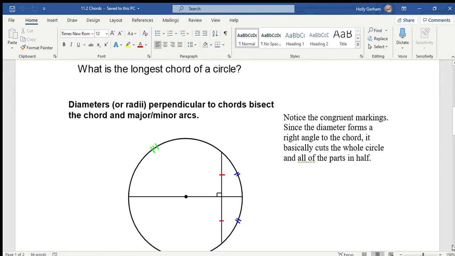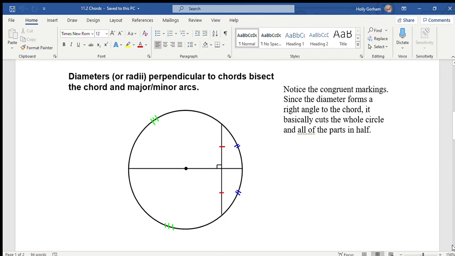Now, let's talk about what happens when you do have the diameter and it's actually perpendicular to something. So let's say that you have a diameter or a radius that's perpendicular to a chord. So if you look at this picture here, we have a diameter and it is perpendicular to the chord. You say, how do we know it's perpendicular? Well, it's forming a right angle, and that's what perpendicular lines form.